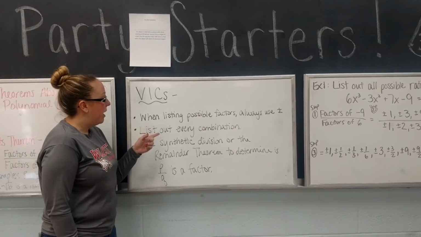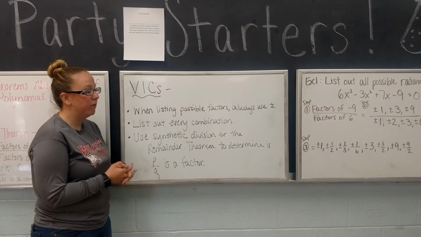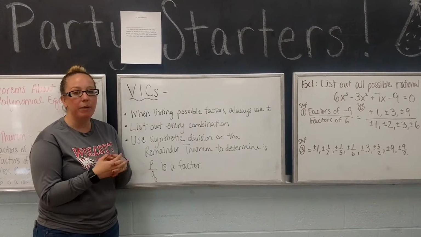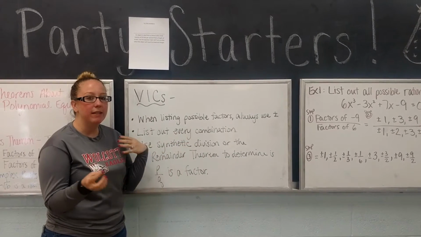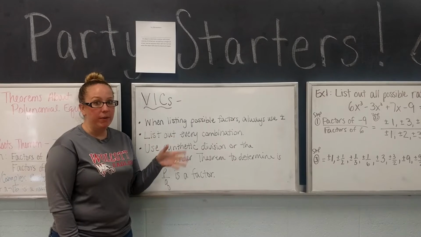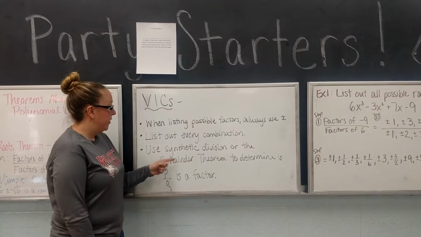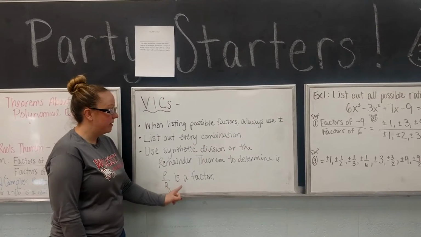For VICs, you have, when listing the possible factors, always use a plus or minus sign. So if the number that you're looking at is a positive number or a negative number, you're going to write it as plus or minus because it could be either one of those. You're going to list out every single combination, and there's going to be a lot for some of these. You're going to use synthetic division or the remainder theorem to determine if P over Q is a factor.